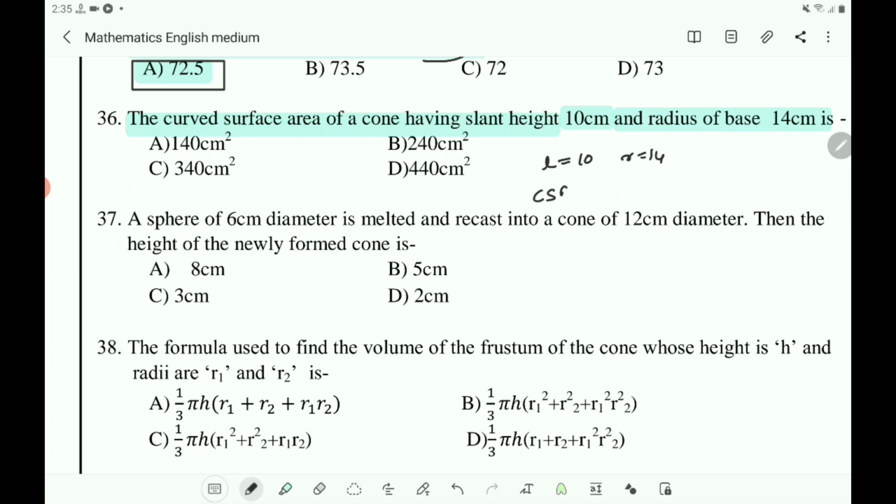CSA of cone, you know, CSA equals pi into R into L, that is 22 by 7, R is 14 and 10. 2 ones are 2, 2 twos are 44, 440 you will get. So what is the answer? Option D. Note down the answer, option D.